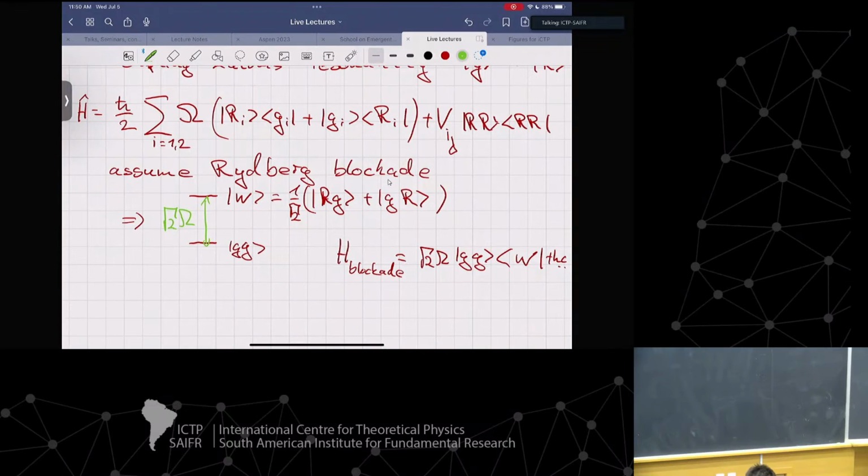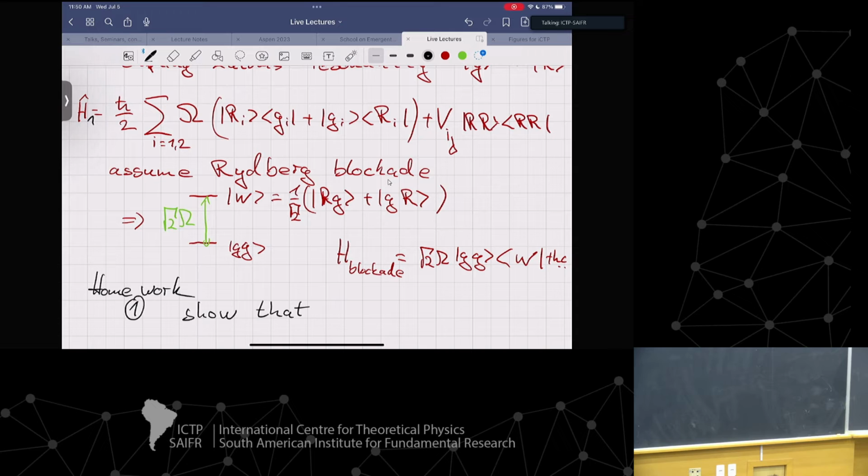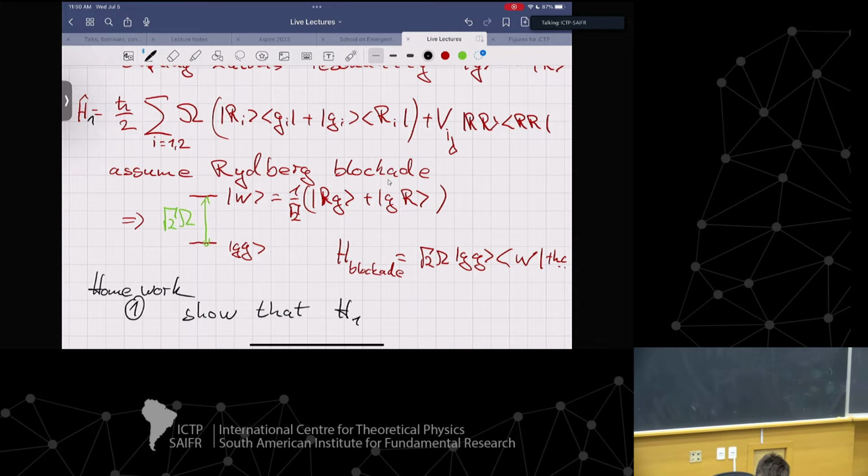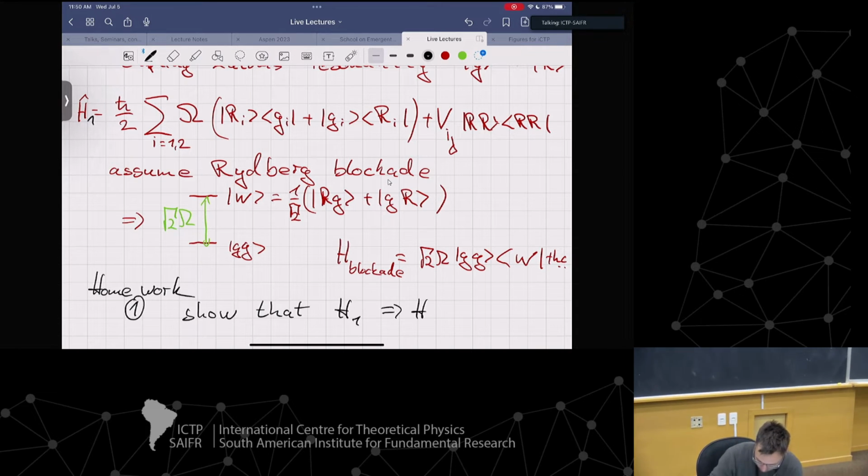Okay, so here I went a little bit fast between this independent two-atom Hamiltonian and this now very easy two-level system super-atom Hamiltonian. And I went so fast because this is supposed to be homework. So this is maybe our Hamiltonian 1. And the homework is just to show that from this Hamiltonian 1, you get this Hamiltonian blockade.